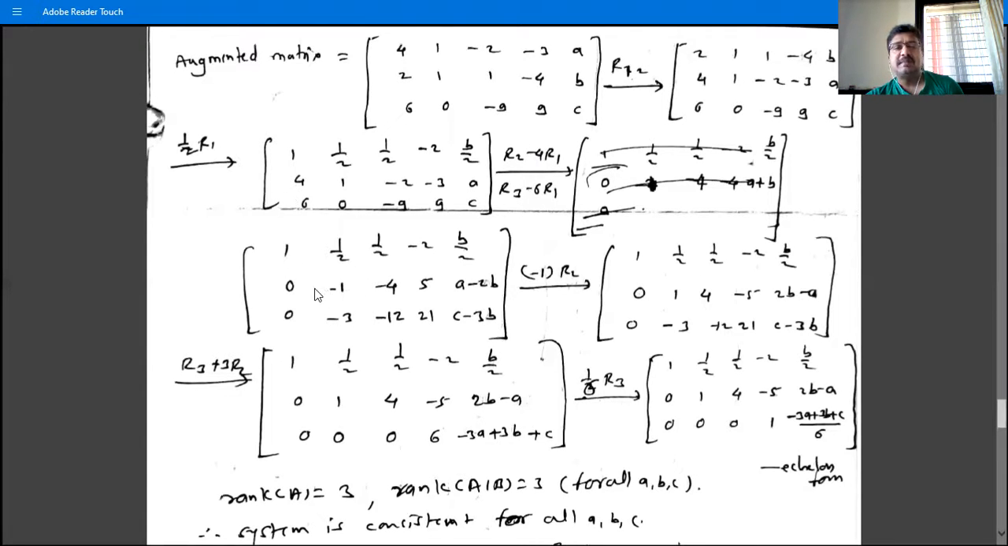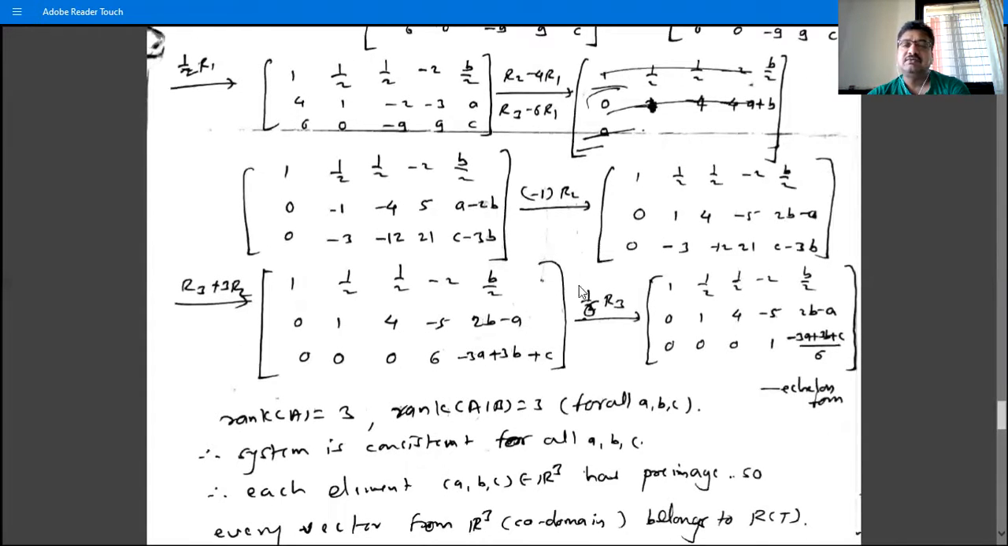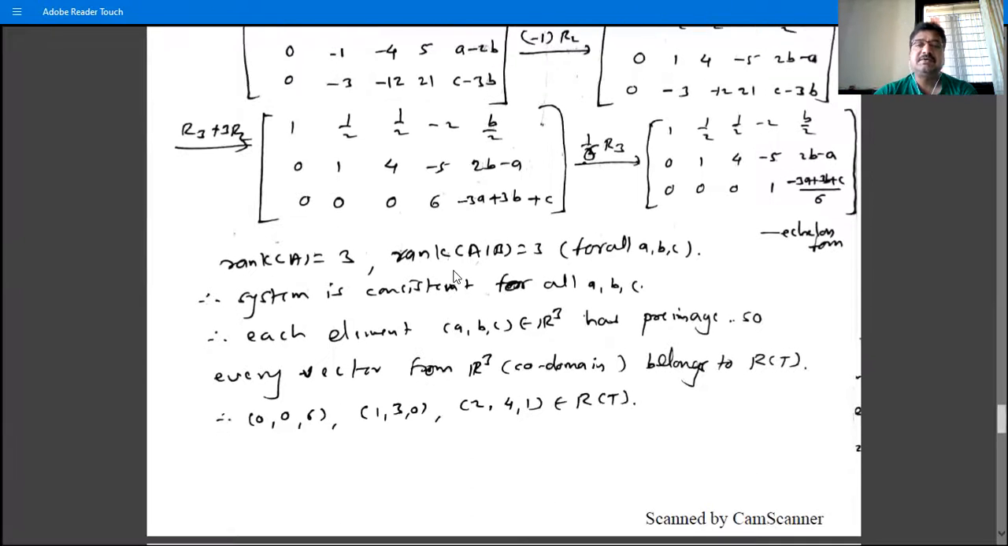Then we have to reduce this -1 to +1, so the operation is -1 times R2. We have this matrix. Then we have to reduce this -3 to 0, so the transformation is R3 plus 3R2. We have this matrix. Then we have to reduce this 6 to 1, so 1/6 R3, and we have this matrix.